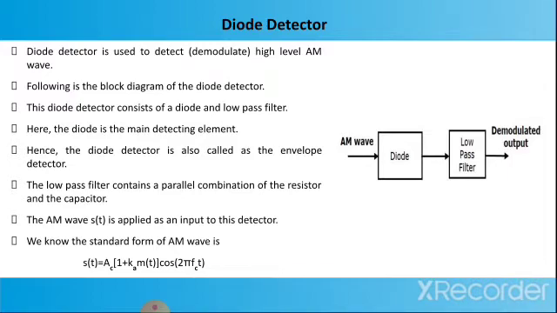Here the diode is the main detecting element. Hence the diode detector is also called the envelope detector. The low pass filter contains a parallel combination of a resistor and a capacitor. The AM wave given by S of t is applied as an input to this detector. We know that the standard form of the AM wave is S of t equals Ac into 1 plus Ka m of t, cos 2 pi Fc t.